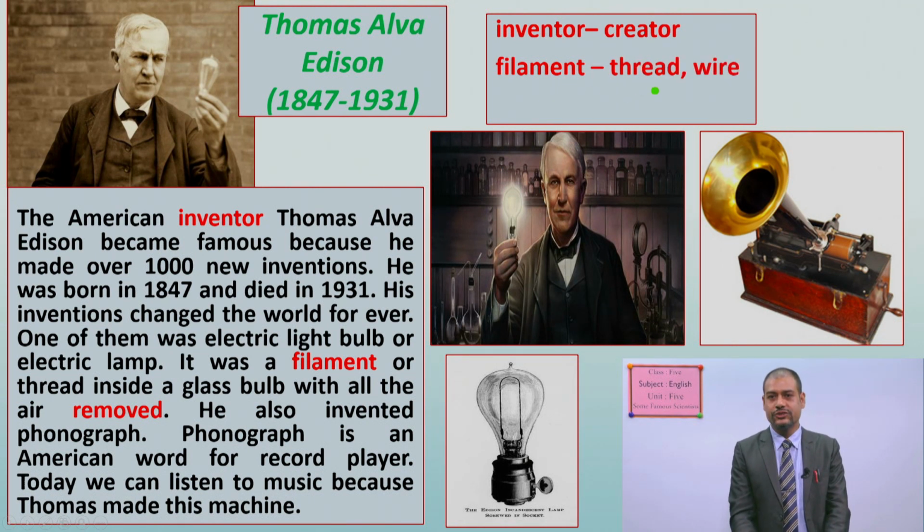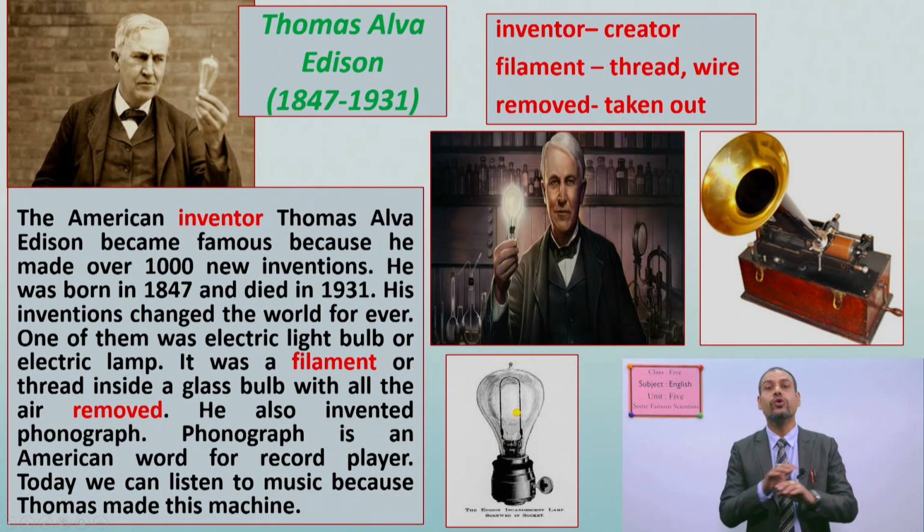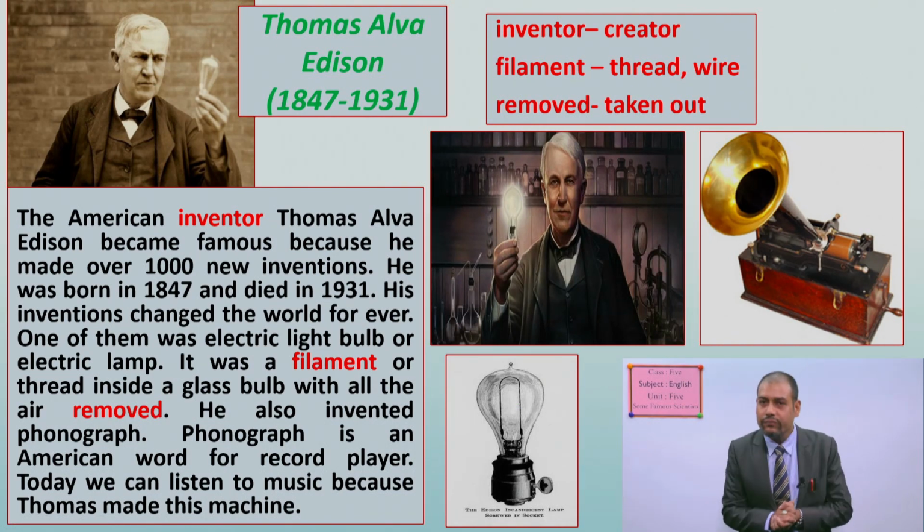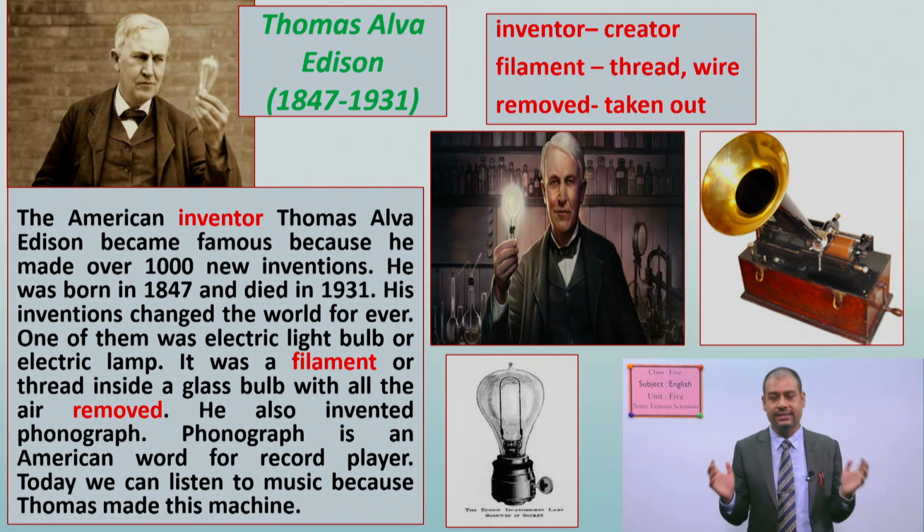Filament. Filament means thread or wire. See, look at this. In the bulb, we can find a thread type of thing, or filament. This is filament, okay? Thread or wire. Another word, removed. Removed means taken out. Look at this filament: there is no air, and because of that reason we can light up the bulb very easily. Is it clear to you, dear students?